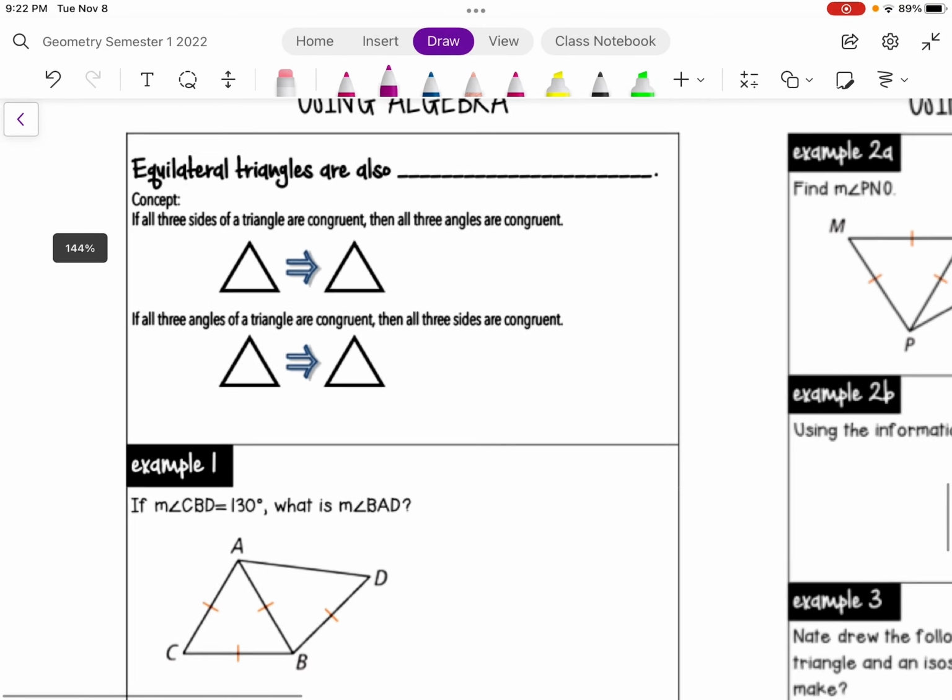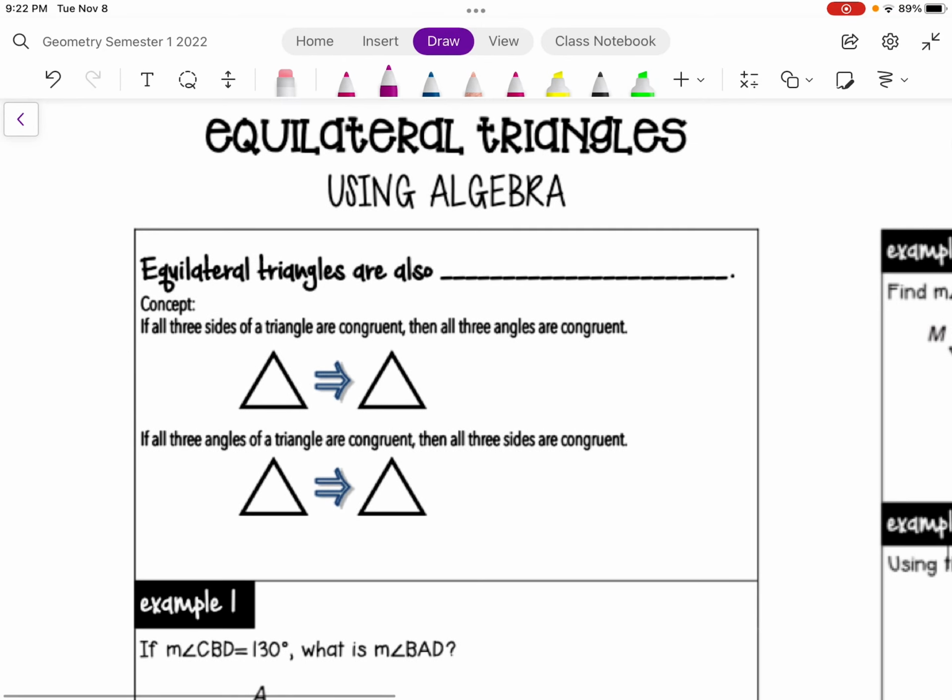All right, last part of 4-2. Here's equilateral triangles. Equilateral triangles are also equiangular. Sometimes I think they just make up words in math, but it just means that all the angles are the same. So if we have 180 degrees and all the angles are the same, we just divide it by 3. It means anytime we have an equilateral triangle, all angles are 60 degrees, because 60 plus 60 plus 60 is 180.